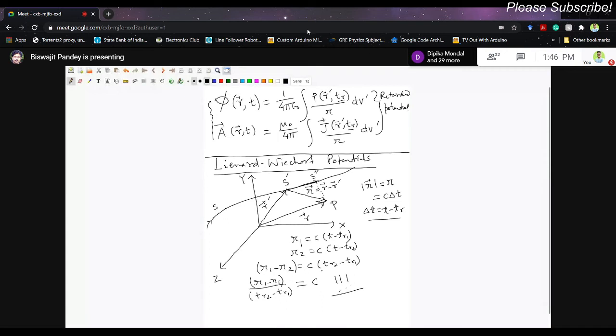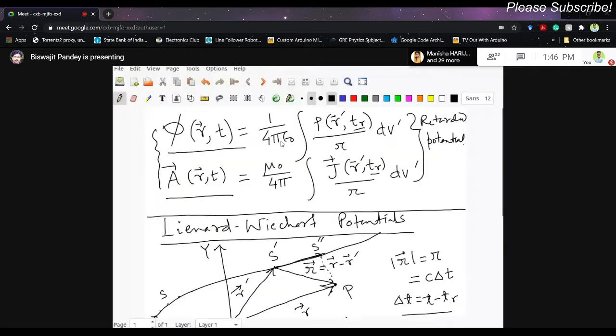This is important to remember. Once you remember this, we have to apply the solutions coming from the Green's function method. This is the retarded scalar potential, and this is the retarded vector potential. So let us calculate these entities, that is, the retarded potential for the moving point charge.